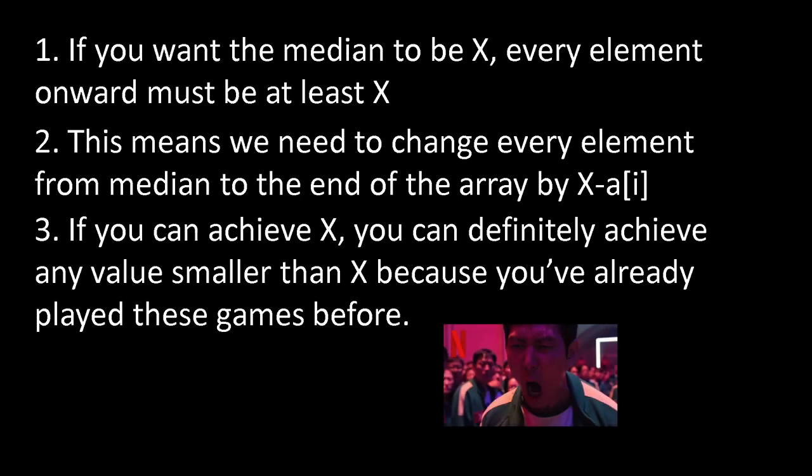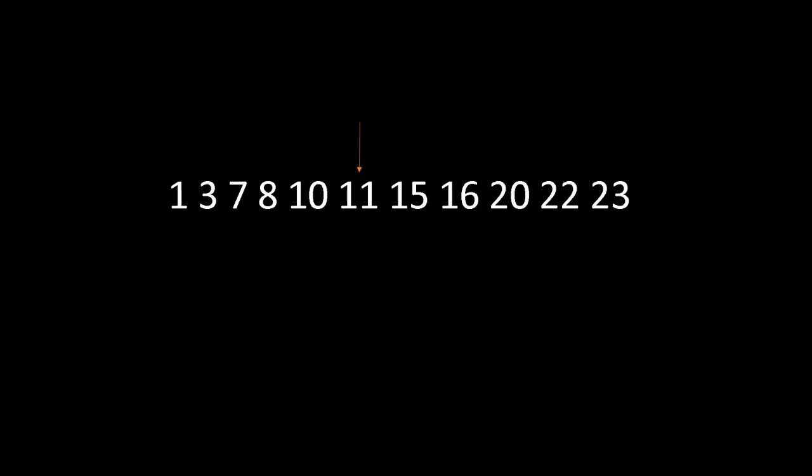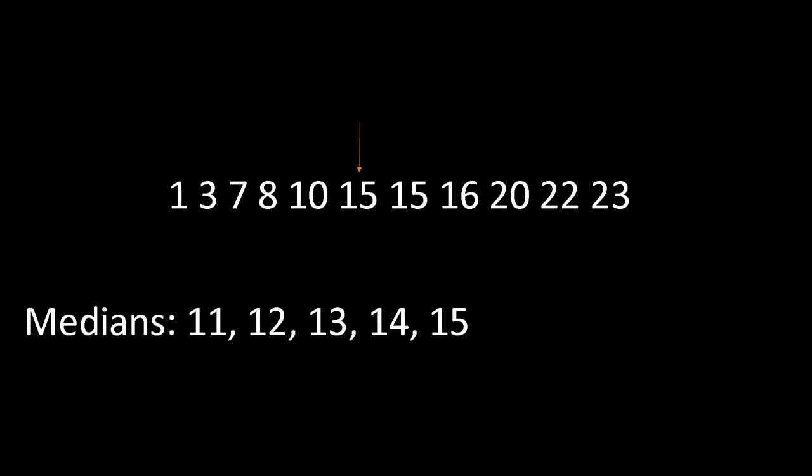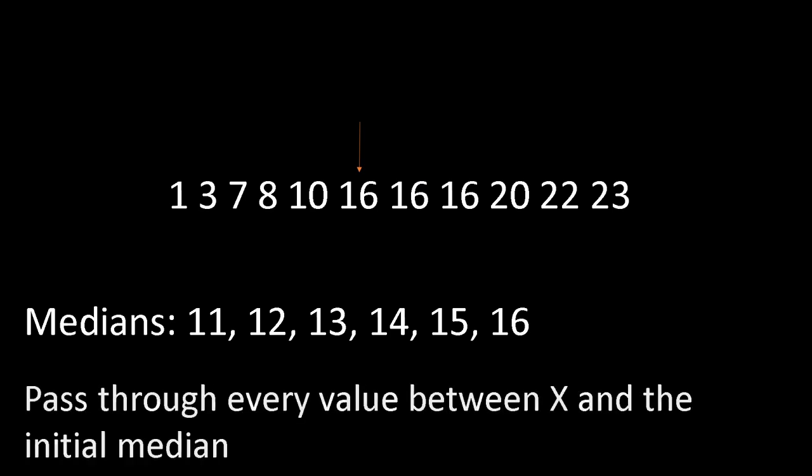What do I mean by that? Let me show you with an example. Let's take this array. The median is 11. Let this median counter keep track of all the medians we've achieved so far. I only need to increase the median until it reaches 15. So let's do that. Since I can only increase elements by 1, I've passed through every element between 11 and 15. What if we wanted to increase it to 16? We'd need to increase the 15 too, because then our median wouldn't change. So my point is, since we can only increase values by 1, we will have passed through every value between our initial median and x.